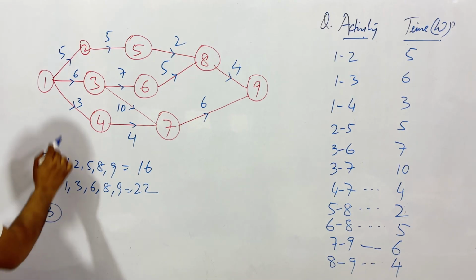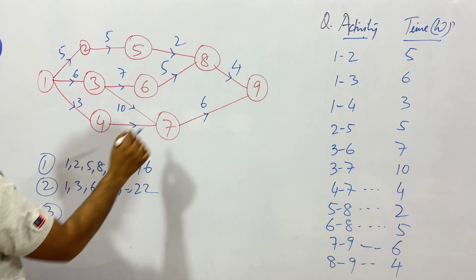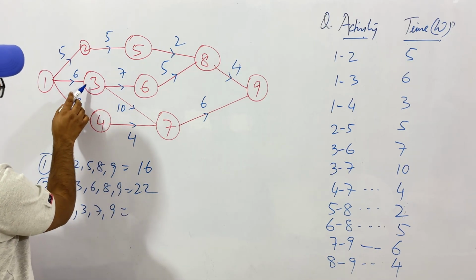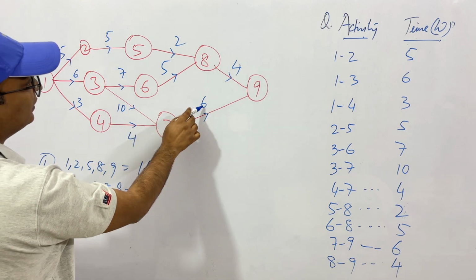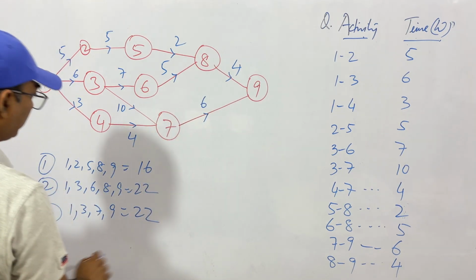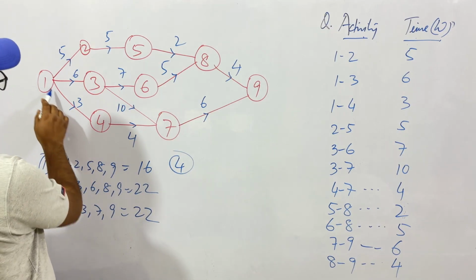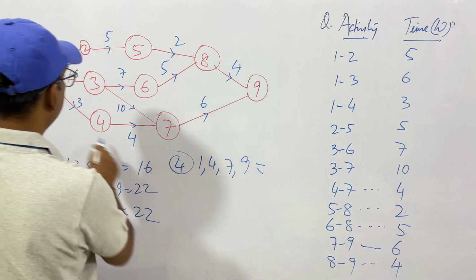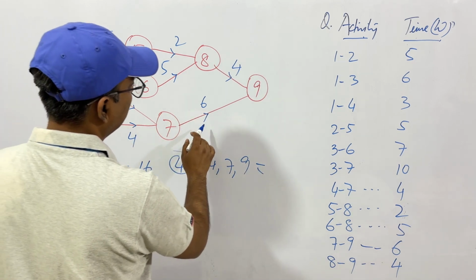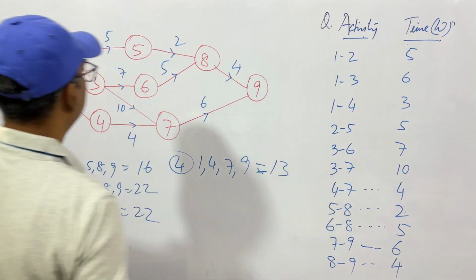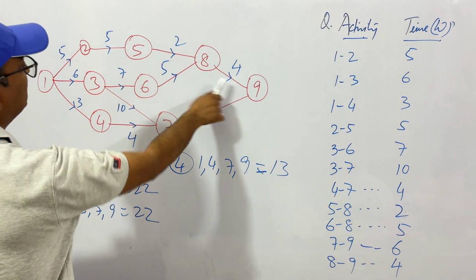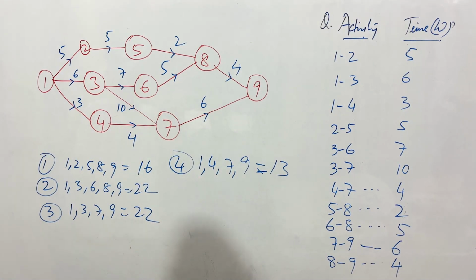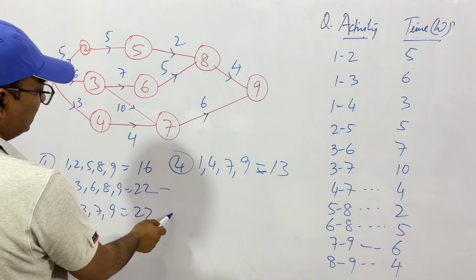Then we have the third one, 1, 3, 7, 9. So this is 6 plus 10, 16, plus 6, 22. So this is 22. Then the fourth path will be 1, 4, 7, 9. This will be 3, 4, 7, 7 and 6, 13. Do we have any other path? No. So we have these four paths, and the longest ones are two, this and this.